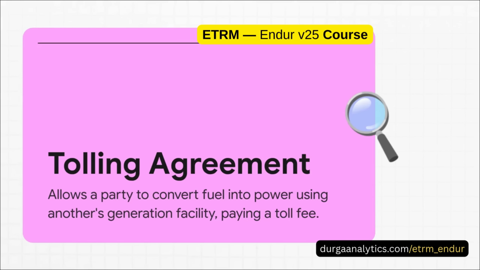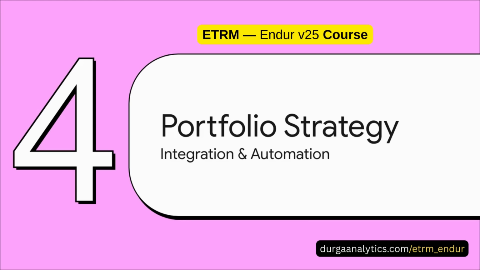Okay, a tolling agreement is best understood with an analogy. Think of it like you're renting a factory. The toller provides the raw material, let's say natural gas, and they pay a toll fee to use the factory, the power plant, to convert it into a finished product, electricity. The key thing to remember is you are not buying power. You are buying the right to convert fuel into power at a very specific efficiency. That distinction is crucial.